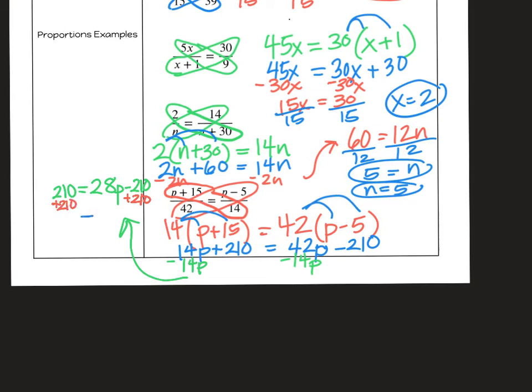When I do, I'm going to get 420 on the left and 28p on the right. And so I'm going to divide by 28 so that I can get my variable by itself. And when I do, I get p equals 15. And you really should write it with the p in the front. There we go.